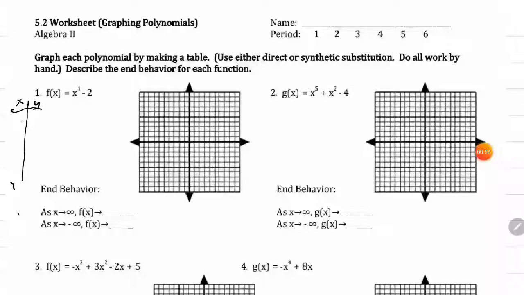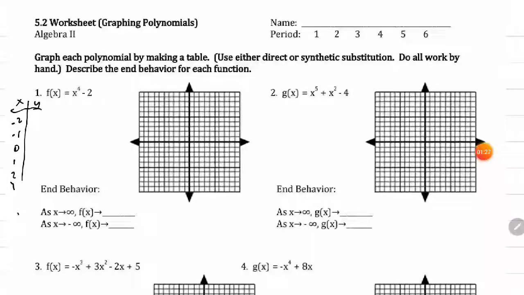And for these type of graphs, you want to choose at least 5 to 6 points. So usually you want to start on the negative side, and then you end up in the positive. So I'll choose some easy numbers like -2, -1, 0, 1, and 2. And it's a lot easier in this case to use direct substitution because there's only one x value, and doing x to the 4th is pretty easy for these numbers that we have.